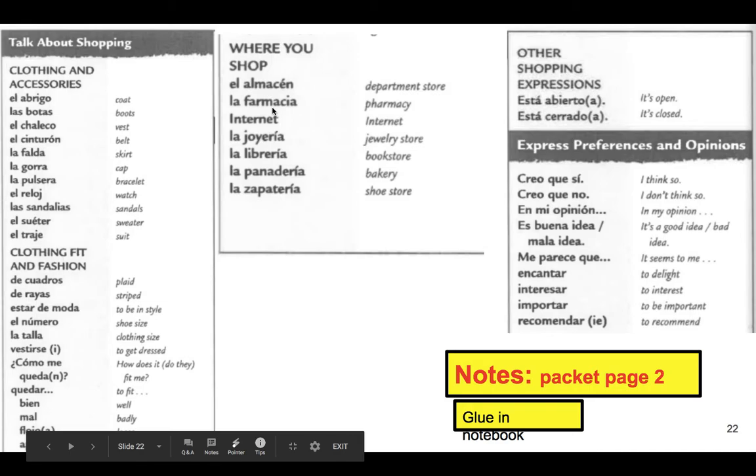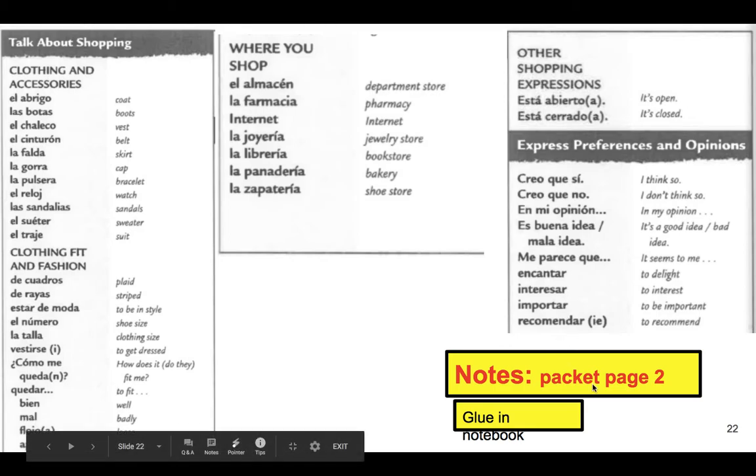De cuadros, de rayas, estar de moda, el número, la talla, vestirse, cómo me queda, quedar, bien, mal, flojo, apretado. El almacén, la farmacia, internet, joyería, librería, panadería, zapatería. Está abierto, está cerrado. Creo que sí, creo que no. En mi opinión, es buena idea, mala idea. Me parece que, encantar, interesar, importar, recomendar.